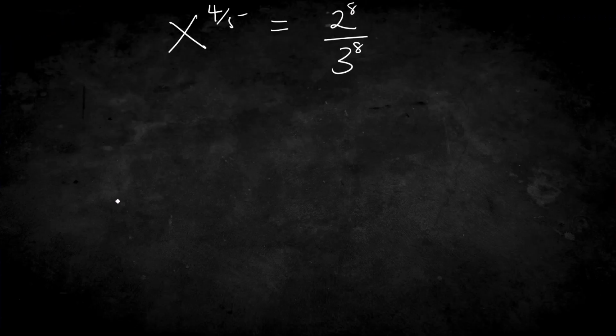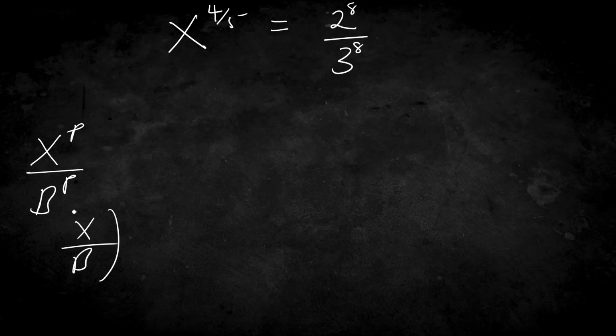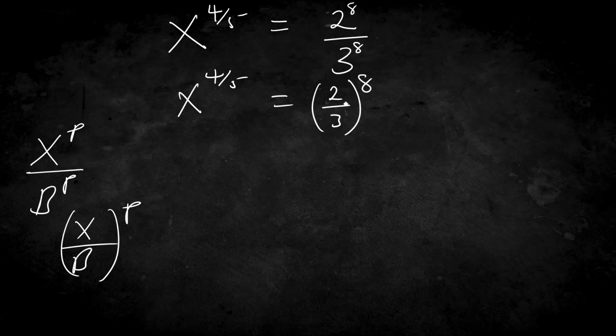All right, let's solve for x here. We are given x raised to 4/5 equals 2^8 over 3^8. Now, x^p over b^p is the same as (x/b)^p. So we have x raised to 4/5 equals (2/3) raised to 8. Okay, so let's observe them very well.